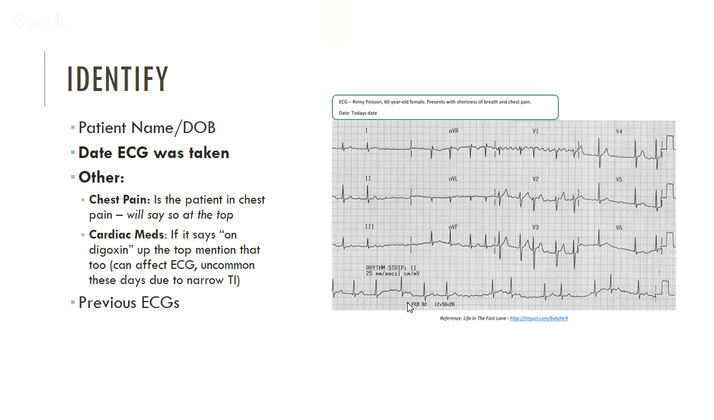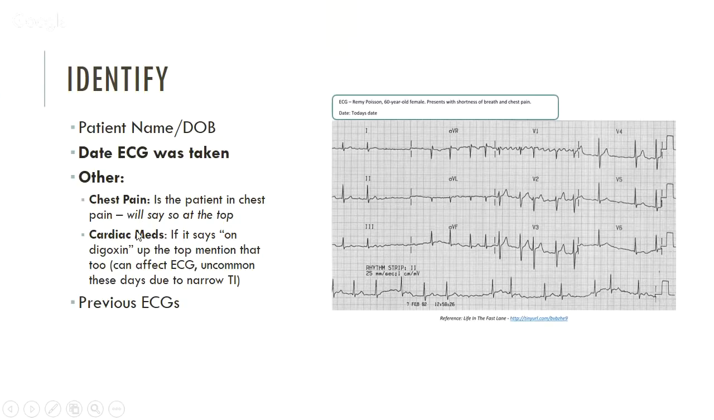So the first step is identify. It's always at the top of the ECG: the patient's name, the age, what they presented with, and when it was taken. It's important to note if the patient had any chest pain while taking the ECG, and also important to note if they're on any cardiac medicine. That obviously can affect the ECG.